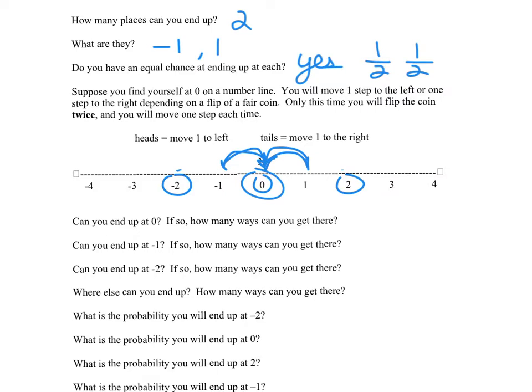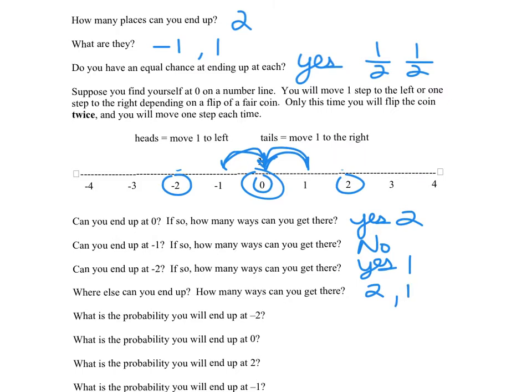So can you end up at 0? Yes, and there are two ways. Can you end up at -1? No. Can you end up at -2? Yes, one way. And you could end up at 2, and there's one way to get there as well.